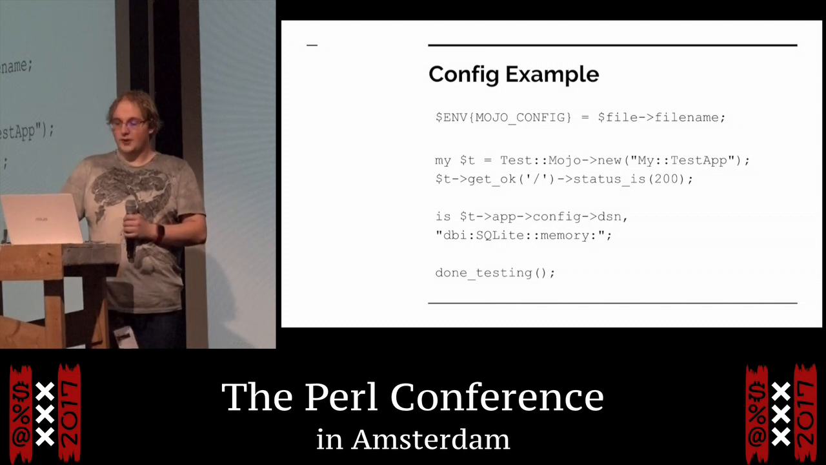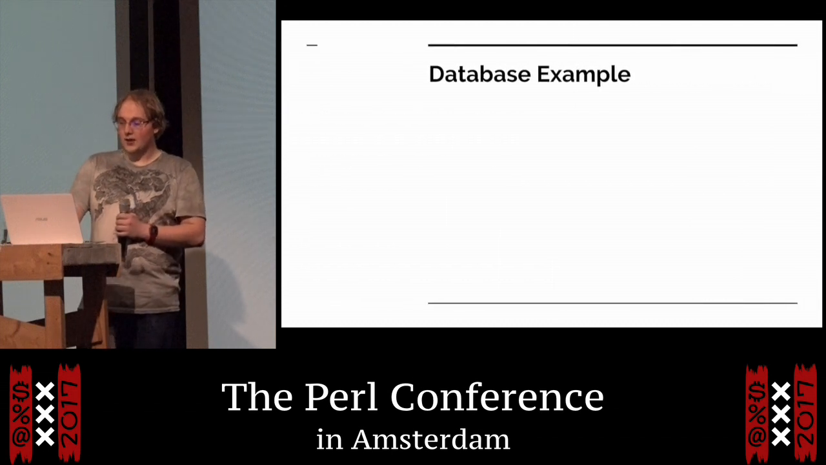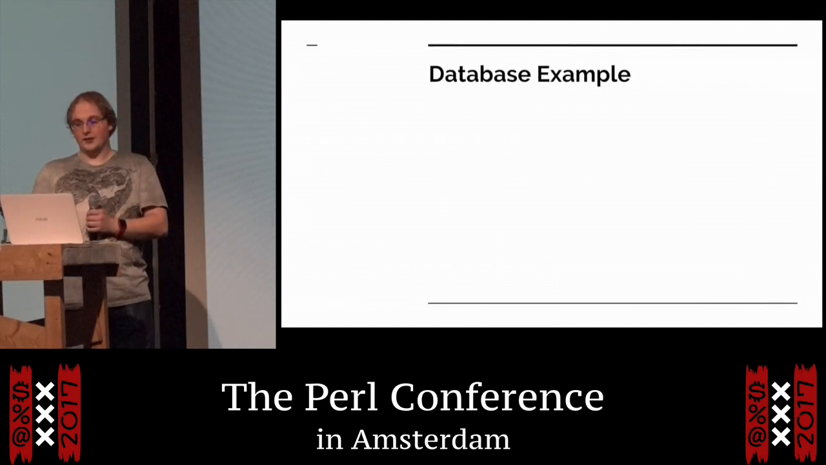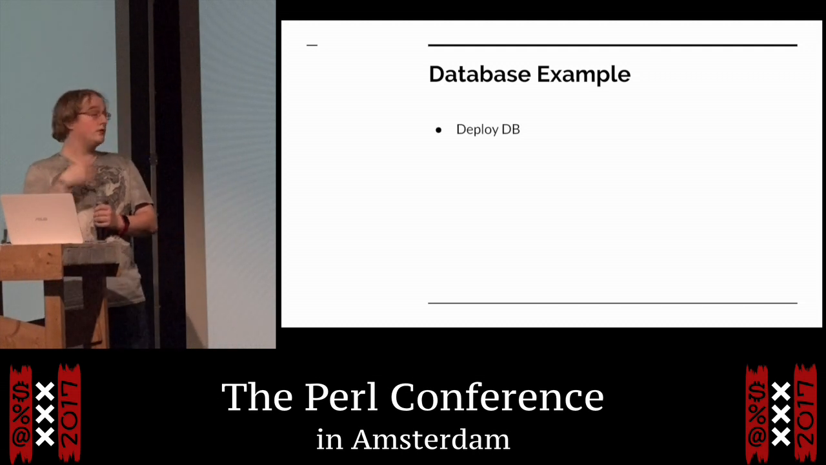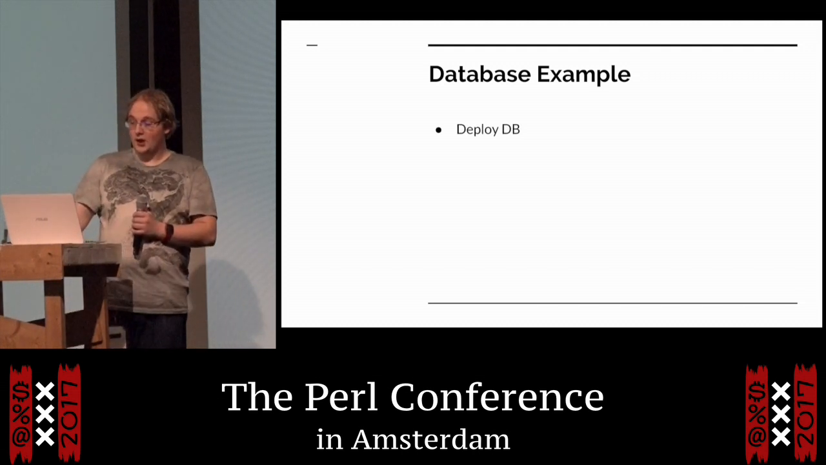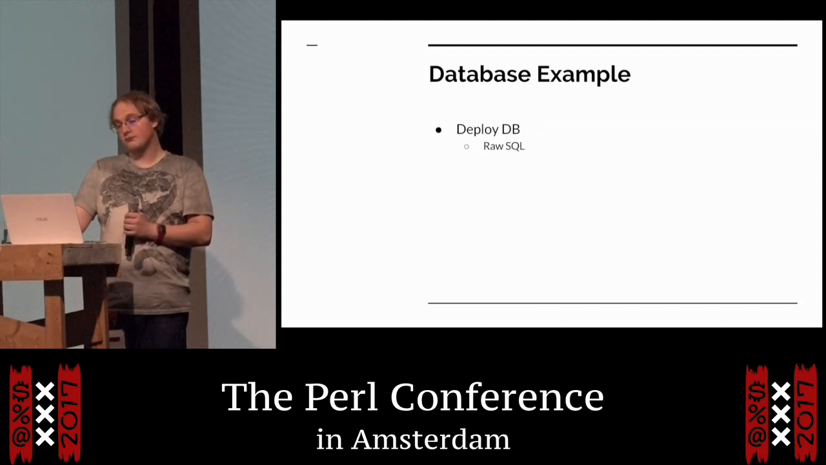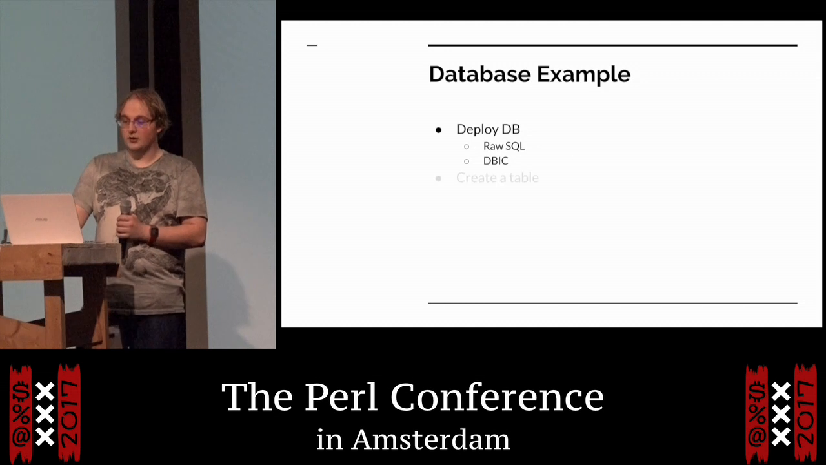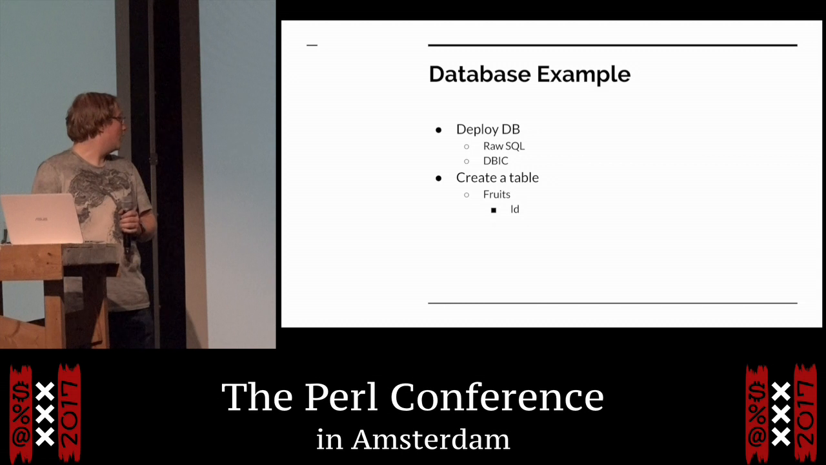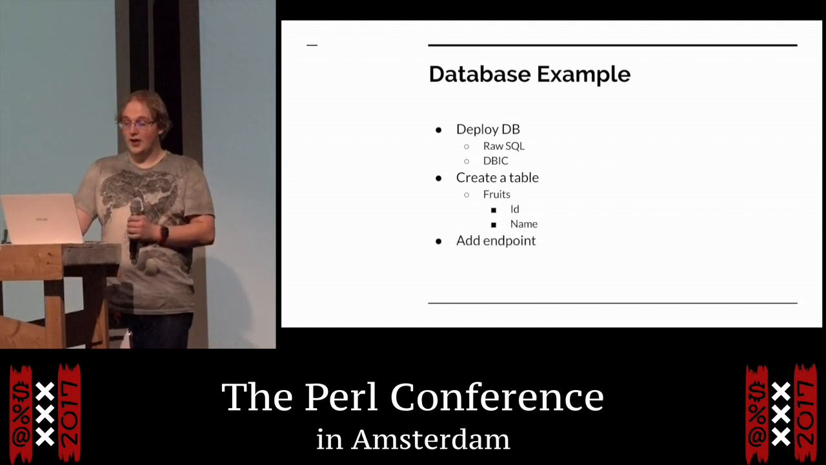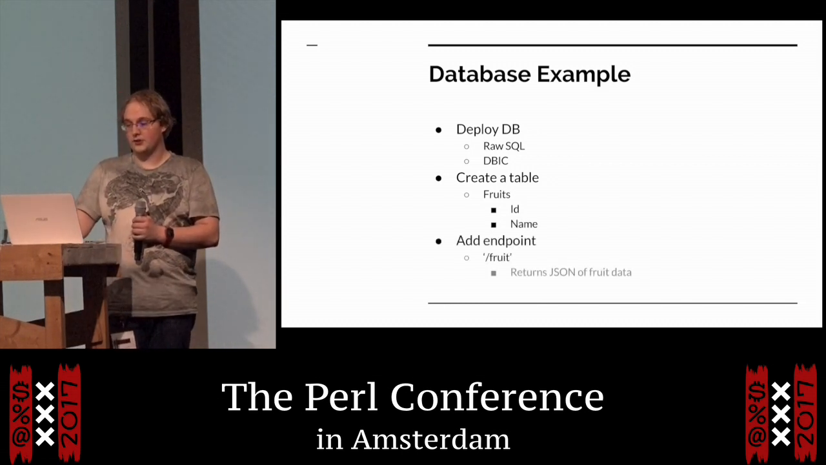So the next thing is to obviously add stuff to it. Now, you've got an empty database, you've got the config, now you need to deploy it. And I'm going to assume DBIC, but you can use raw SQL or anything else like that if you really want to. I use DBIC a lot of the time for this sort of thing. So first thing to do, create a table. This is in the back-end code. It's got an ID and a name for fruit, and an endpoint of /fruit that just lists them all.